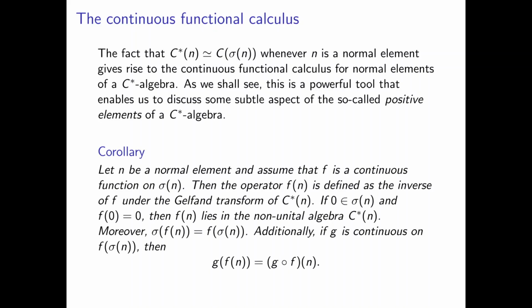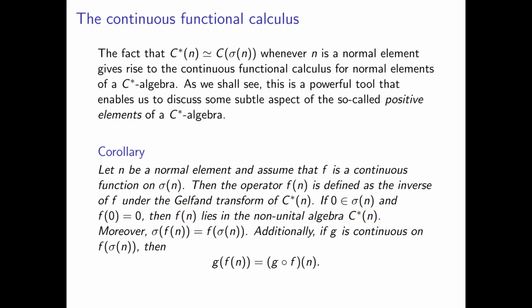So let's just use the previous corollary we had and note what it gives us. If we have a normal element n and assume that f is a continuous function on the spectrum of n, then the operator f of n is defined as the inverse of f under the Gelfand transform of this C-star algebra here. Now, if 0 is in the spectrum of n and f of 0 is equal to 0, then f of n lies in this non-unital C-star algebra here. So that's something we have to take care of, of course.